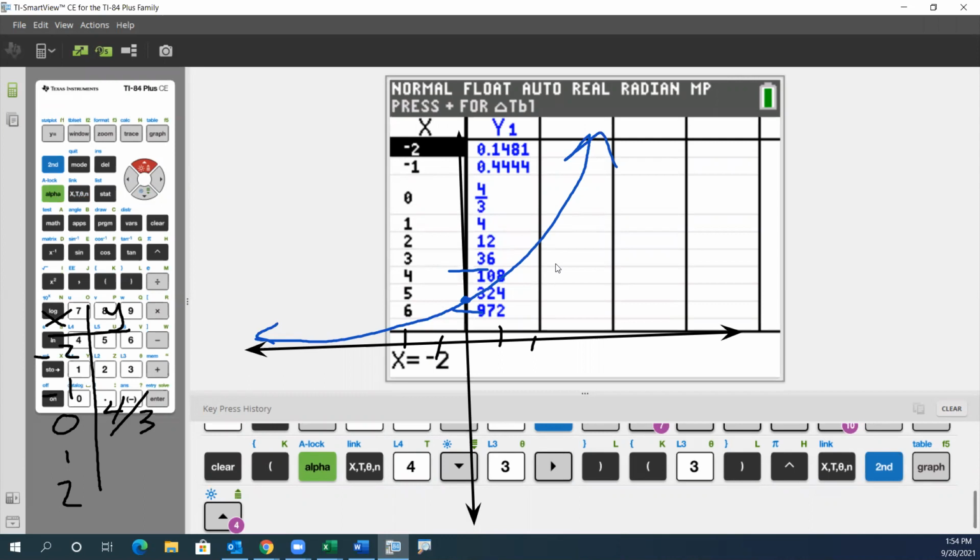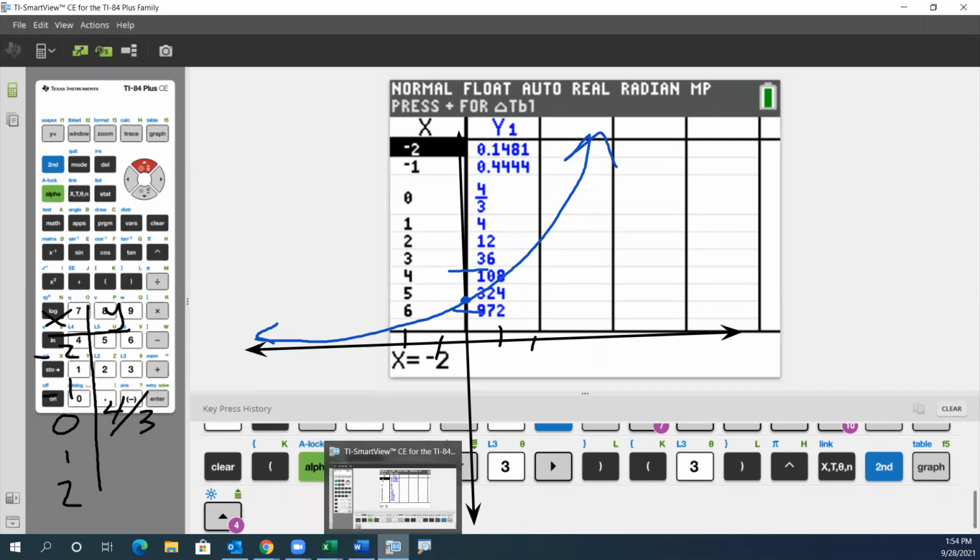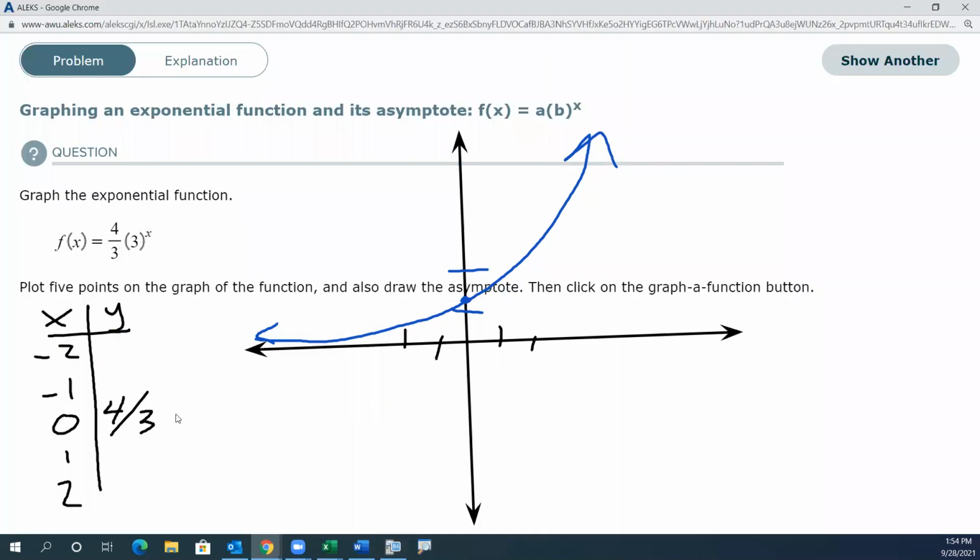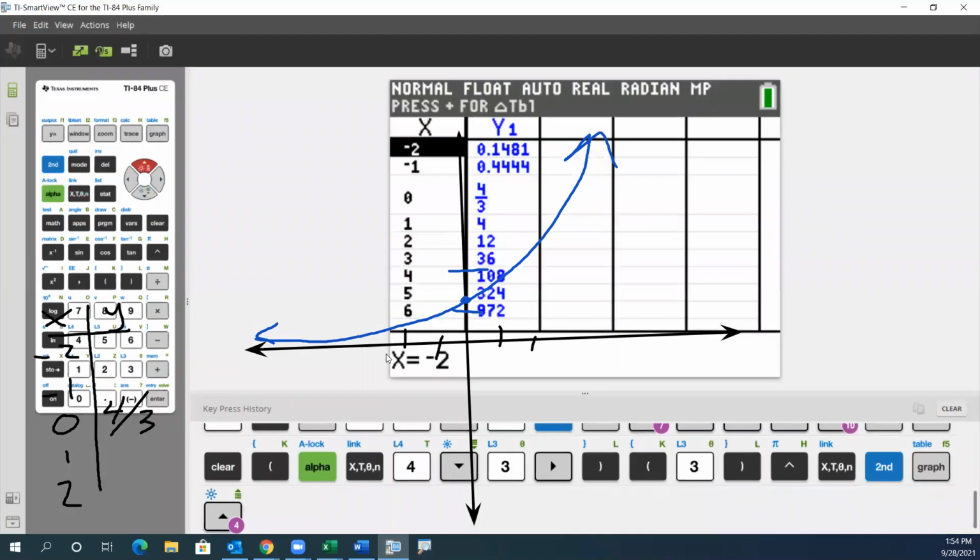We could do it by hand to find out exactly what that is as a fraction, but whatever. So, oh, I don't need to go back, do I? Anyway, so these guys right here are those 5 points I want to graph.